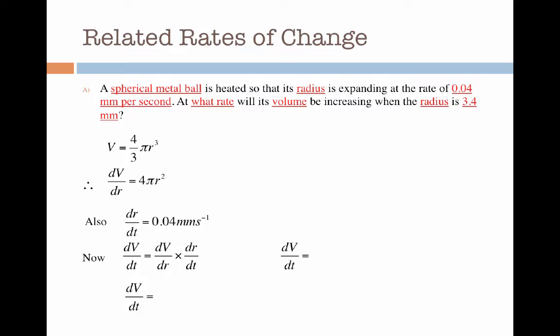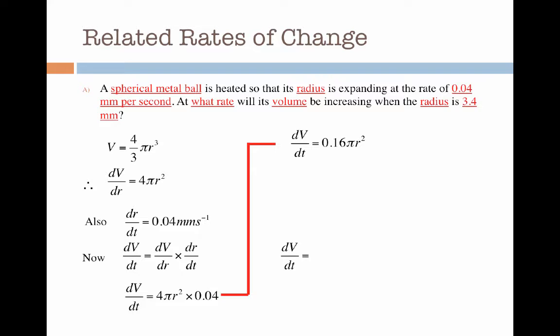So I'm going to replace in the chain rule dV dr with 4 pi r squared and dr dt with 0.04. Multiplying those two together, I get that dV dt will be 0.16 pi r squared.